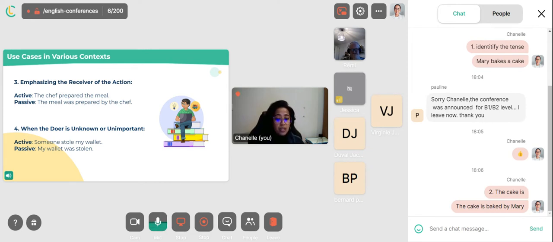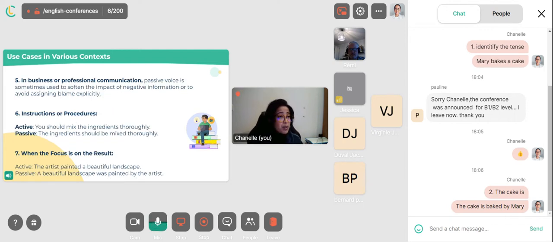We also use it when the doer is unknown or unimportant. Par exemple, someone stole my wallet. The passive voice, my wallet was stolen. So it is not important who stole the wallet. It is important that my wallet was stolen.